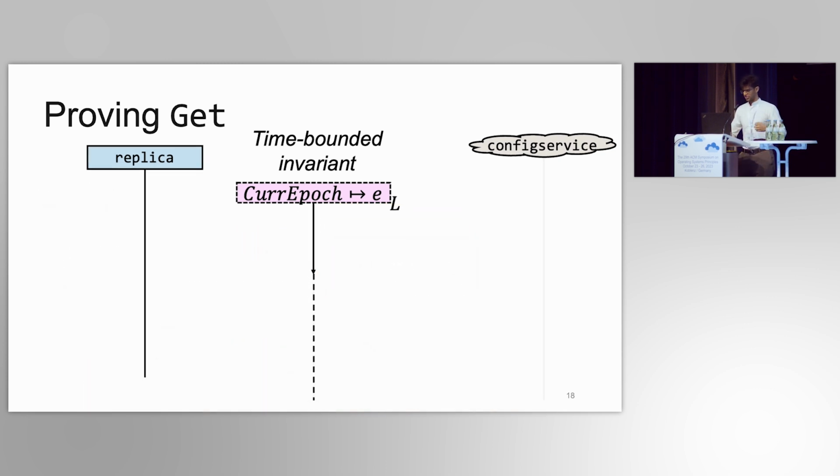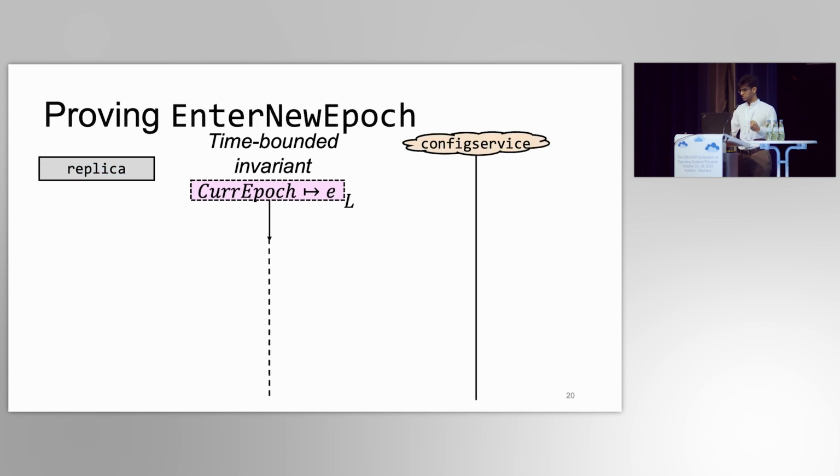The config service is the grantor of the lease and so maintains ownership of L points to T, which represents ownership of the exact lease expiration time. When the config service receives an enter new epoch RPC, it waits, and in particular waits until the current time is bigger than this exact lease expiration time T.